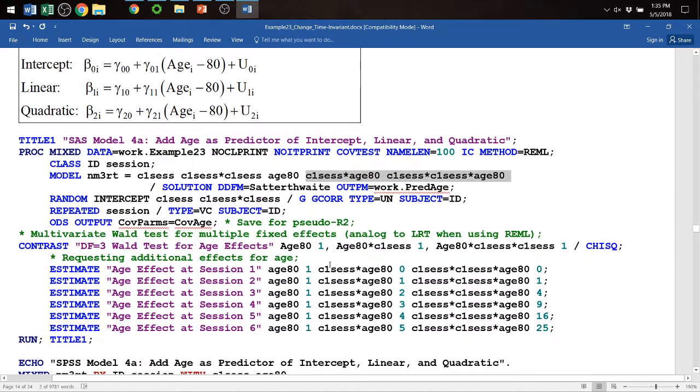At no point in this example are we going to put age or any other time invariant predictor on the random line. Level 2 people predictors cannot have random effects over people. Each person only got one value. So they can only have fixed effects.